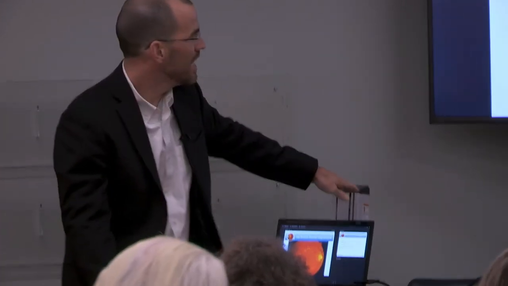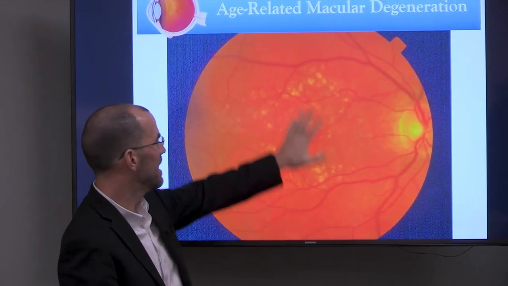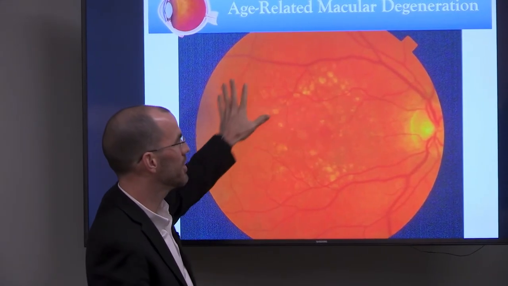So, age-related macular degeneration we'll move on to next. And this is a biggie. Most people know somebody who's been affected by this, being as prevalent as it is. This is a real fundus photo of somebody's right eye. It's a little bit blurry, but what we're seeing here is, again, this central part of the retina called the macula.